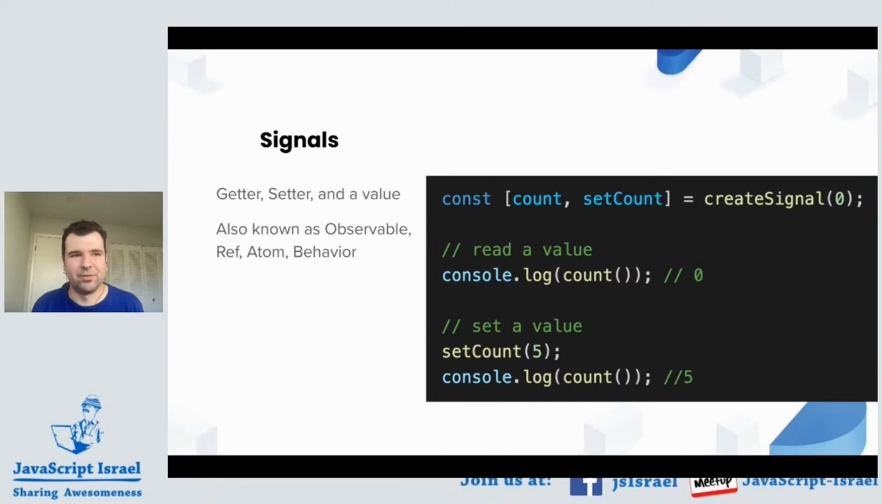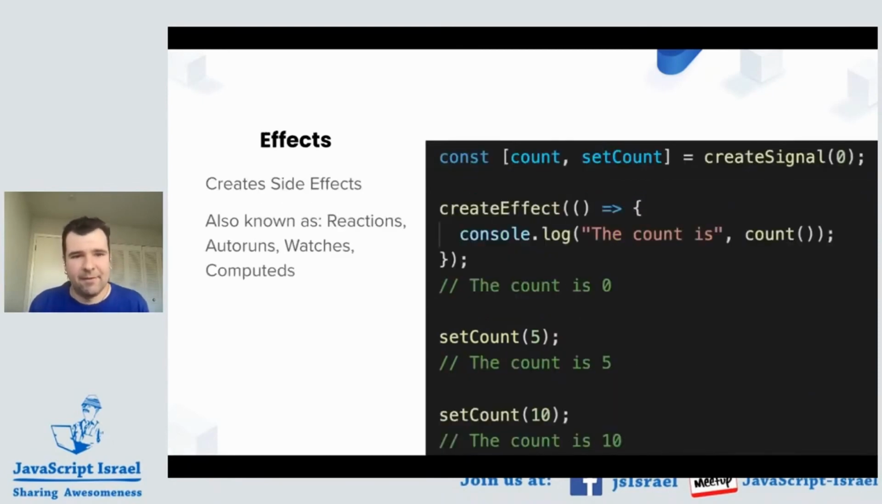However, these signals would be uninteresting if it weren't for the existence of other primitives to go with them. Effects are probably the most noteworthy because they're the ones you see. You can see in our simple example, we've taken our count signal again, but now we've wrapped our console log in what I'm calling an effect or a reaction. In some frameworks, they're also known as auto runs, like in MobX, watches in Vue, or computeds if you go back to Knockout. But essentially, with our effect, we run it once, and it logs the value. In this case, the count is 0.